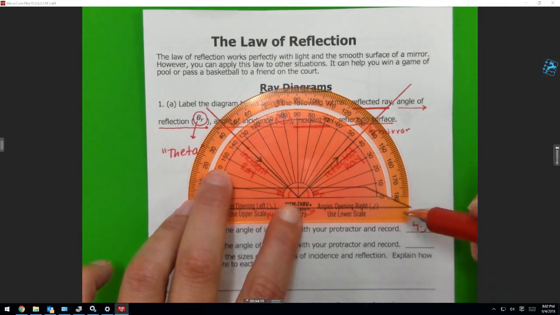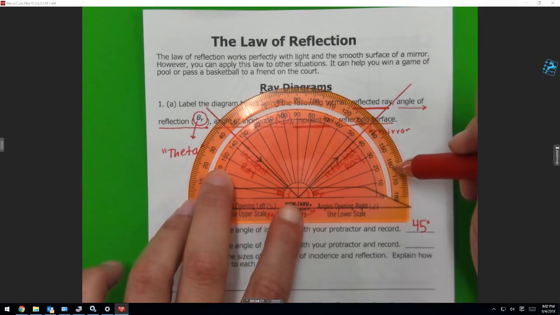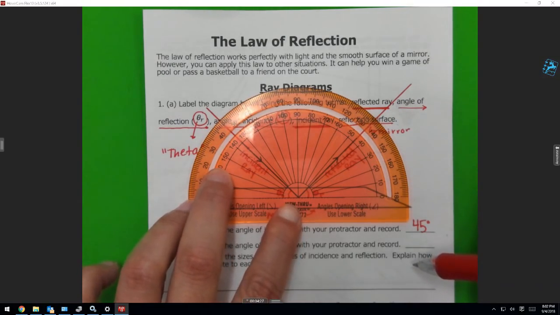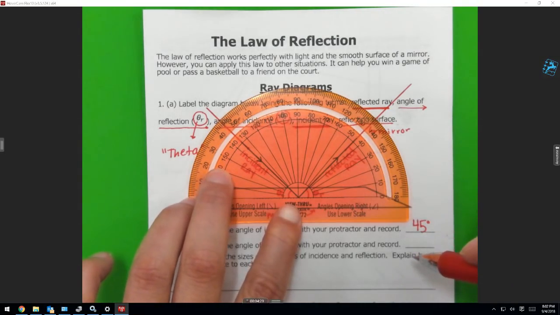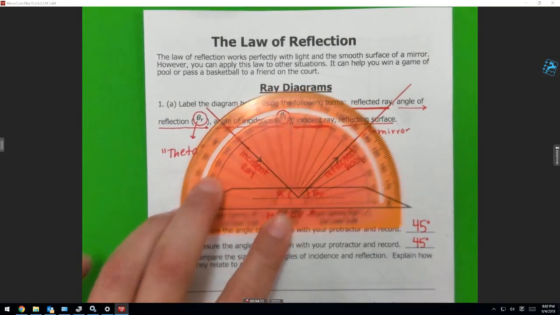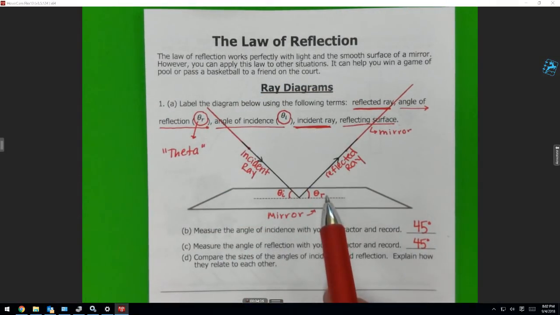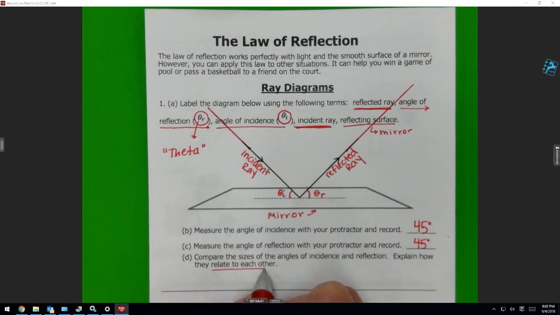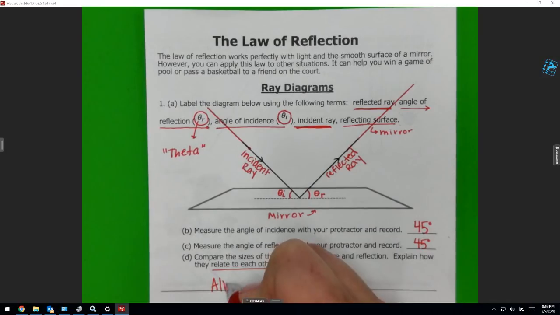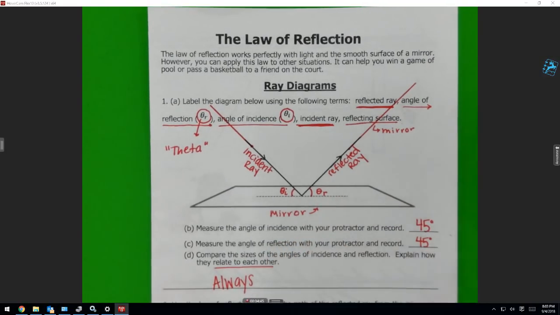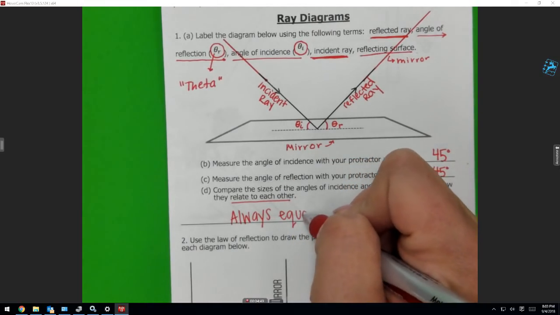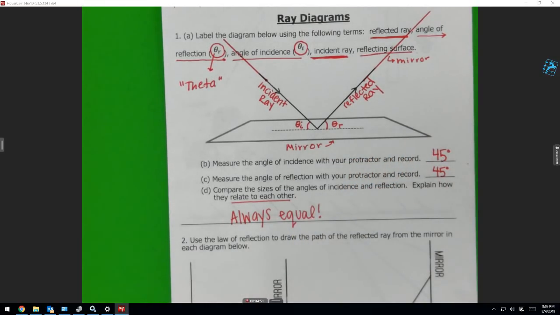Measure your angle of reflection. So that's this angle right here. What do you notice? It's also 45. So your angle of incidence and your angle of reflection are both 45, so they relate to each other because they're always equal. Always equal.